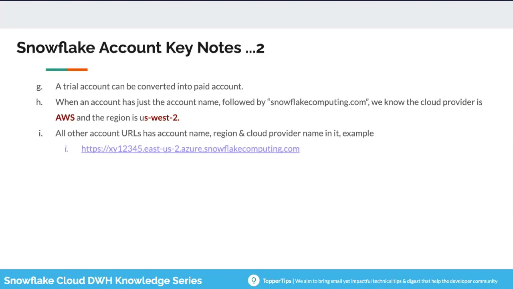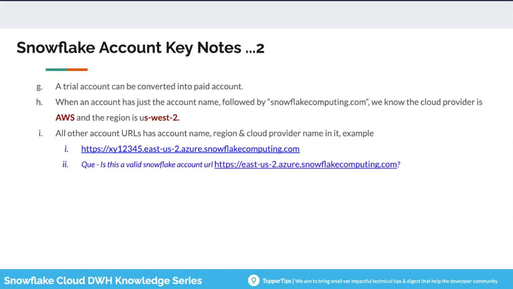So for example, I can say I have XY1234. This is nothing but an account number. East US 2 is nothing but the region. Azure is the cloud provider on which this Snowflake account is deployed, followed by snowflakecomputing.com. Is this a valid Snowflake account URL? For example, East US 2 Azure snowflakecomputing.com. That kind of question will come. So this is a wrong URL for Snowflake.